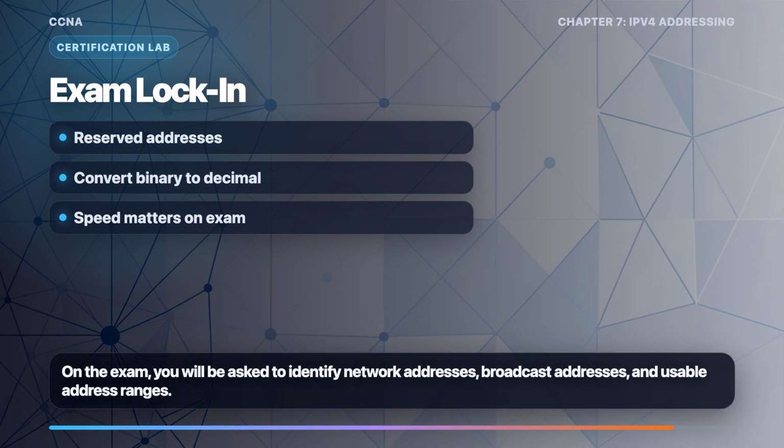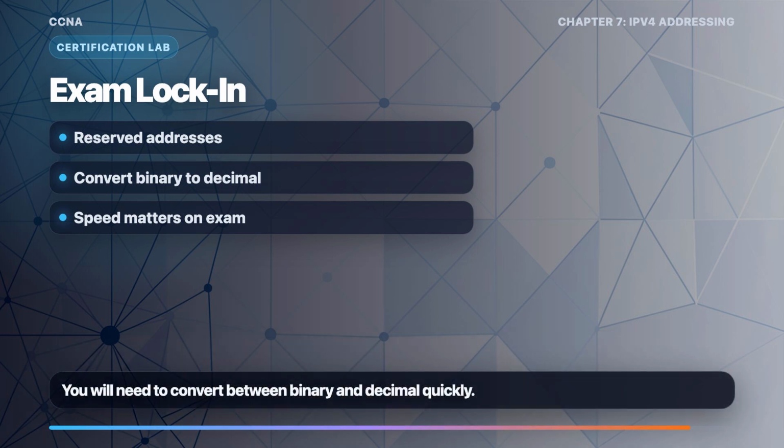On the exam, you will be asked to identify network addresses, broadcast addresses, and usable address ranges. You will need to convert between binary and decimal quickly. The exam is timed at 2 hours, so speed matters.